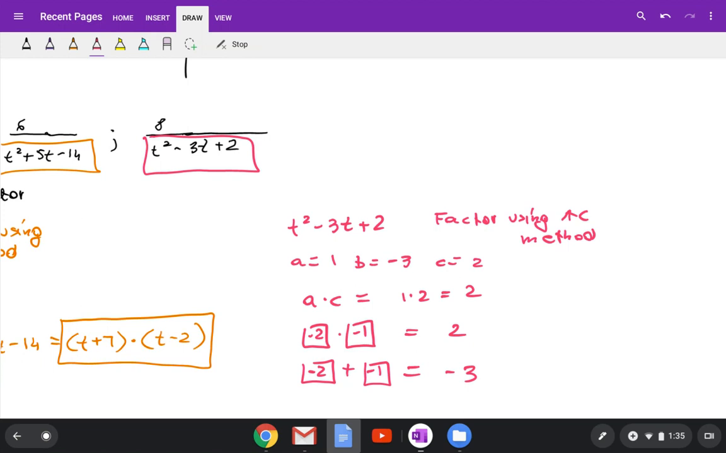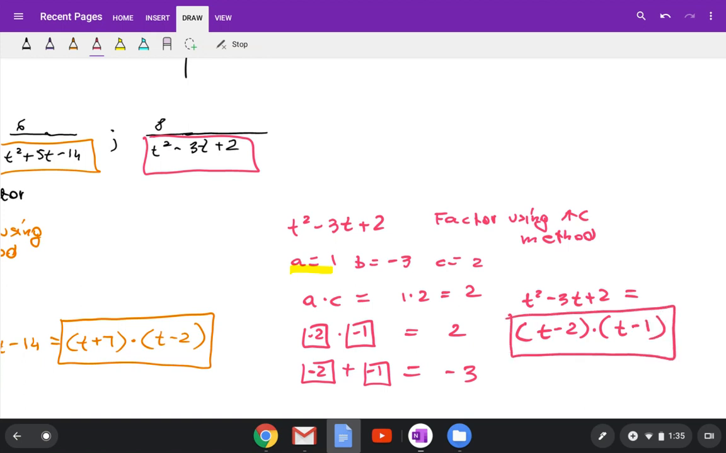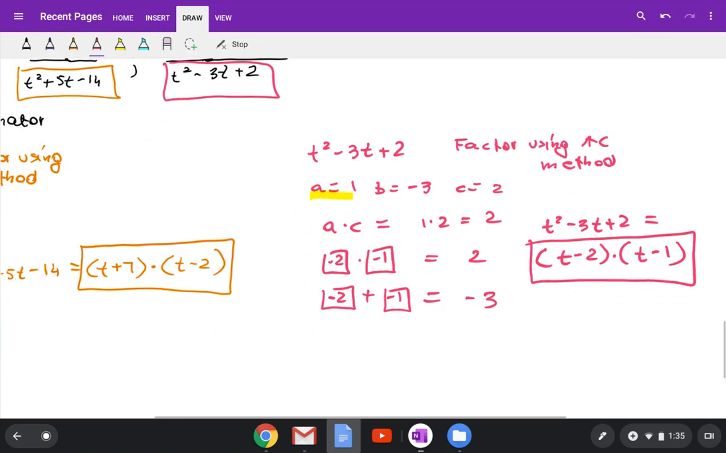A is equal to 1. So you're going to rewrite t squared minus 3t plus 2 as t plus first integer times t plus second integer. Okay, so we have it.